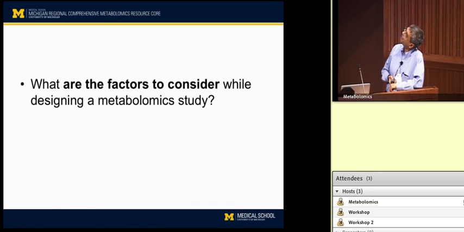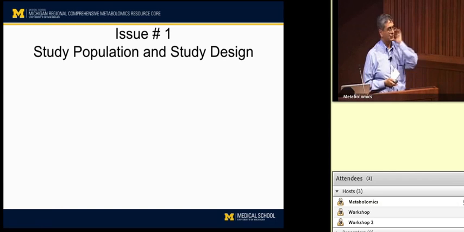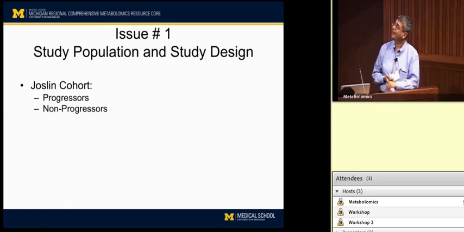So the question we had was, what are the factors to consider while designing this metabolomic study? So the first thing was, do we have a real good patient population for us to do this? So the first thing, the study population and the study design. And I am actually going to talk to you about this one cohort that we had. This is the Joslin diabetes cohort.